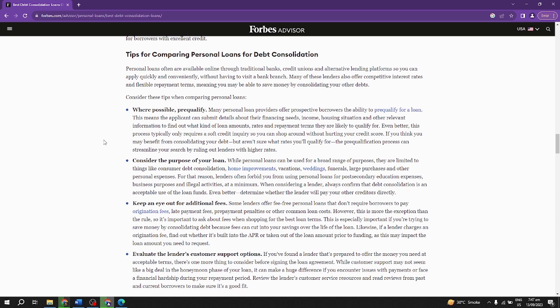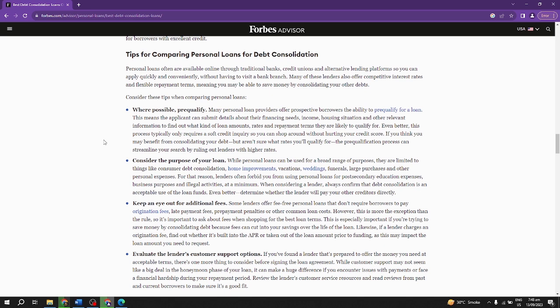Consider the purpose of your loan. While personal loans can be used for a broad range of purposes, they are limited for things like consumer debt consolidation, home improvements, vacations, weddings, funerals, large purchases, and other personal expenses. For that reason, lenders often forbid you from using personal loans for secondary education expenses, business purposes, and illegal activities.